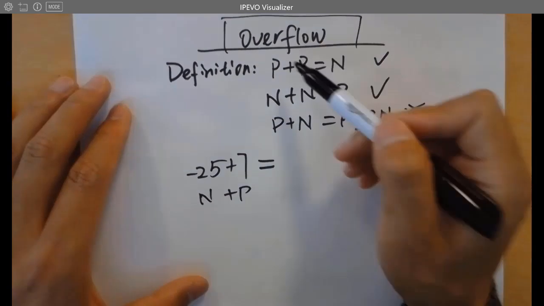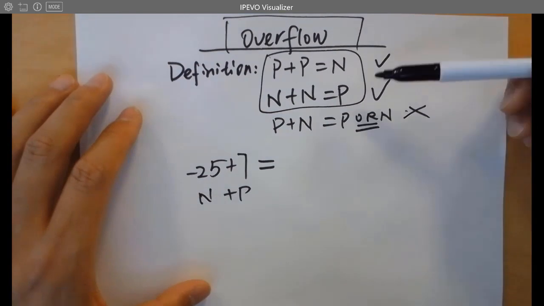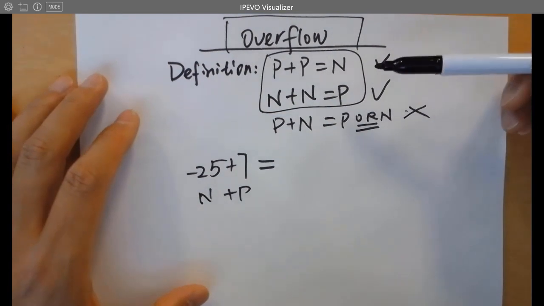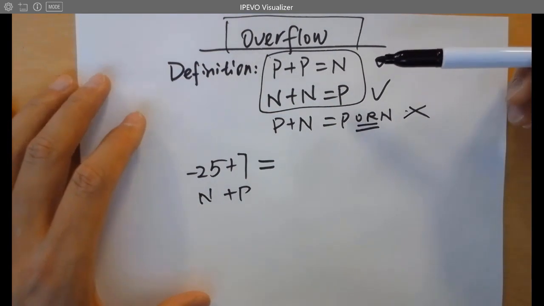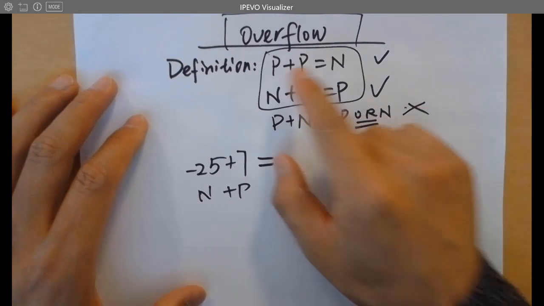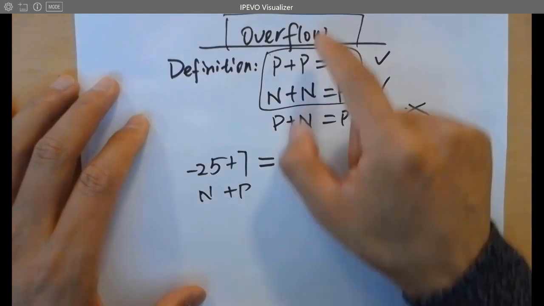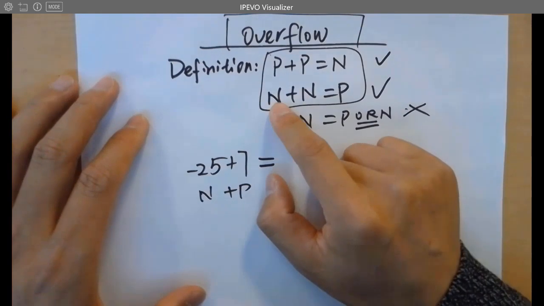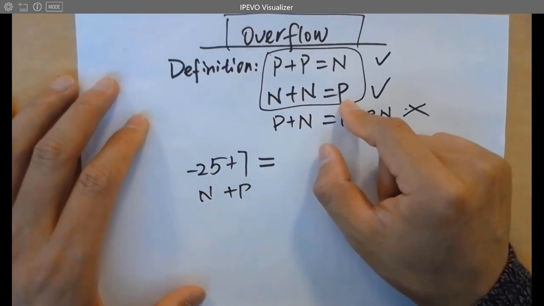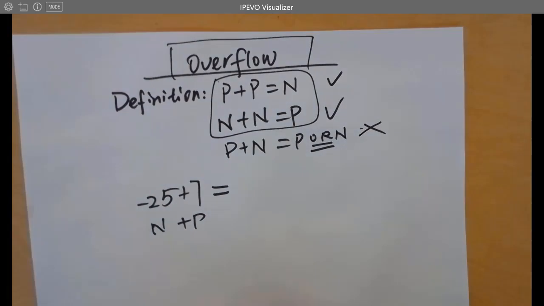So here's overflow. If you have these 2 cases, we are calling that an overflow case in the operation. And you'll see how that works later. But now let's just remember the definition, okay? If you have a positive number, add a positive number, you get a negative number in 2's complement, then it's called overflow. If you have a negative number plus a negative number, you get a positive number, you get overflow. So intuitively, what does that look like?